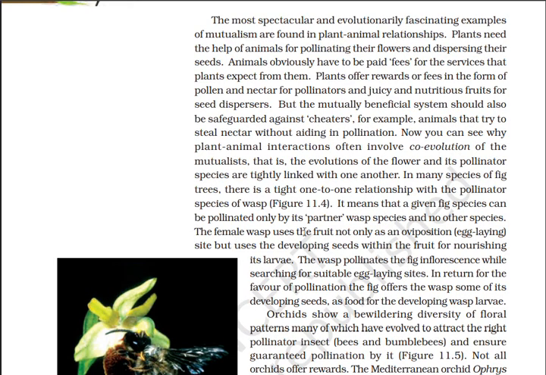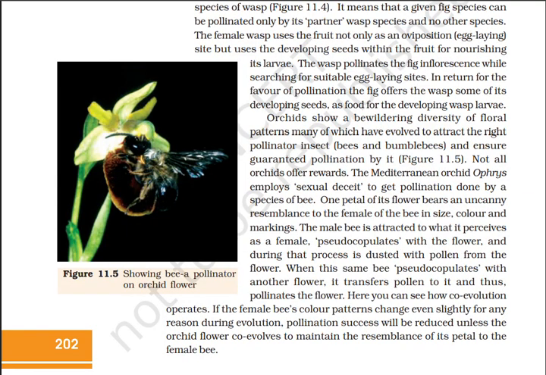The female wasp uses the fruit not only as an oviposition, or egg-laying site, but also uses the developing seeds within the fruit for nourishing its larvae. The wasp pollinates the fig inflorescence while searching for suitable egg-laying sites. In return for the favor of pollination, the fig offers the wasp some of its developing seeds as food for developing wasp larvae.